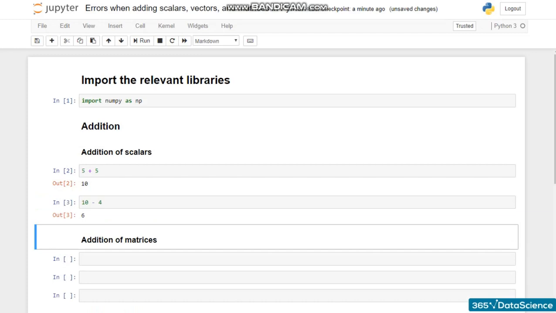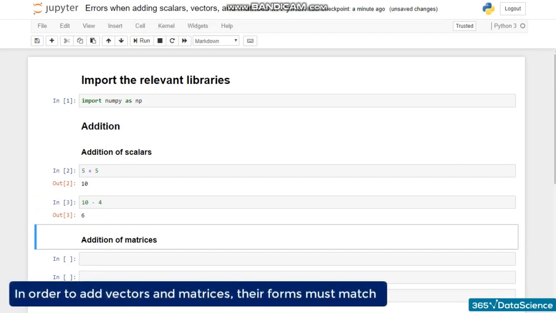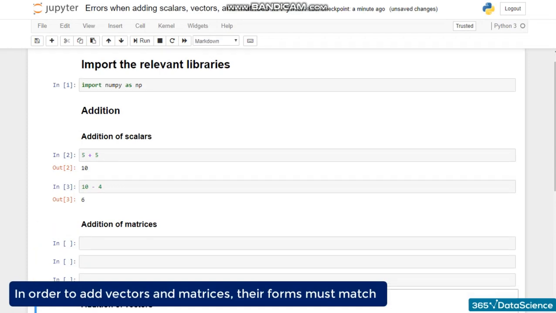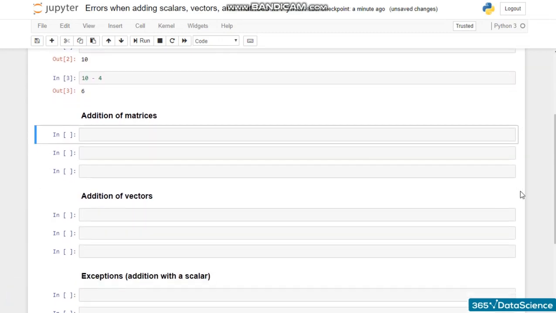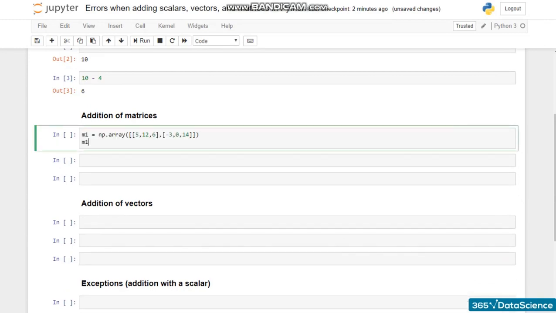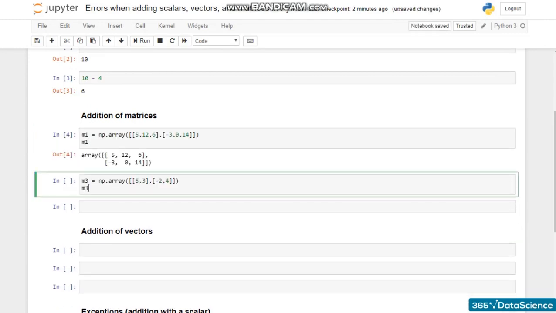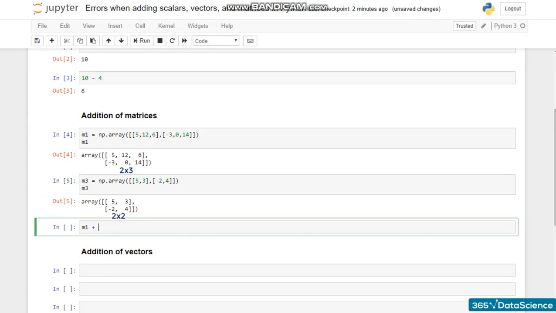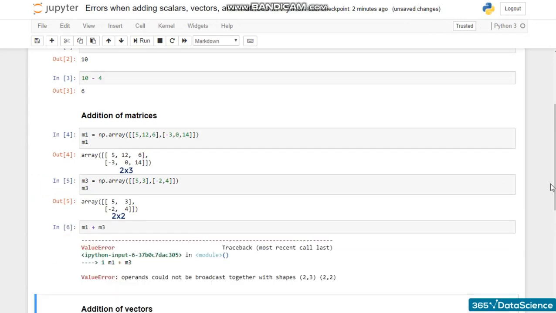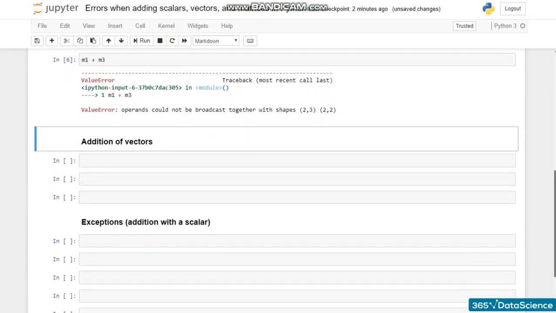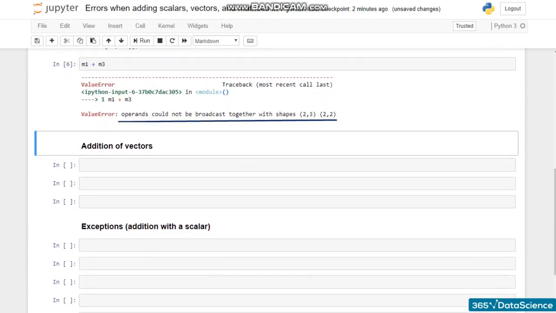No biggie. You also know that in order to add vectors and matrices together, their forms must match. We are not allowed to add vectors of different length and matrices with different dimensions. Such operations are not permitted in linear algebra, and Python knows that. For instance, if I try to add a 2 by 3 matrix with a 2 by 2 matrix, we will get this message: Operands could not be broadcast together with shapes, and we will be shown the operand's respective shapes.